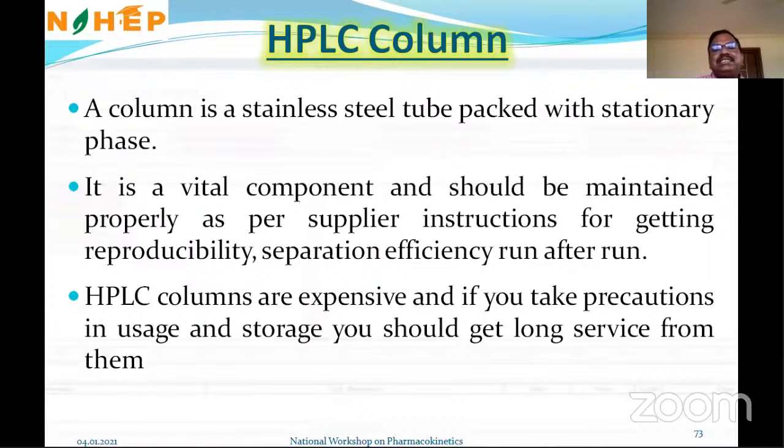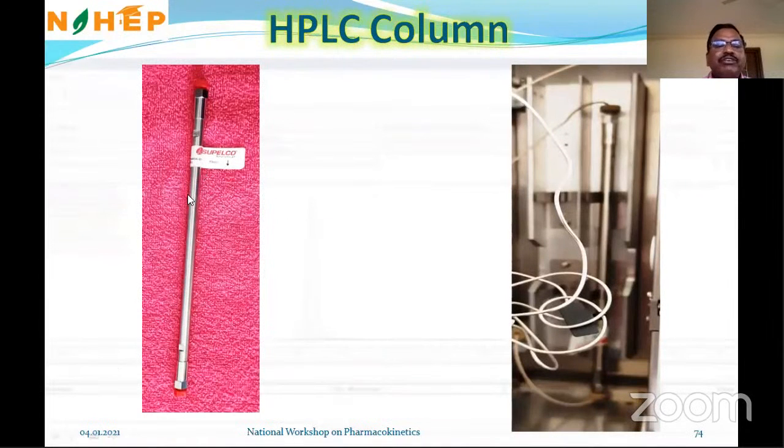Coming to the HPLC column, this is a very important component. The column is a stainless steel tube packed with a stationary phase. It is a vital component and should be maintained properly as per the manufacturer's instructions for getting reproducibility and separation efficiency, run after run. HPLC columns are expensive, and if you take precautions in use and storage, you will get a long service from them. This is the HPLC column, 250 millimeter in length. Here an arrow mark is indicated.